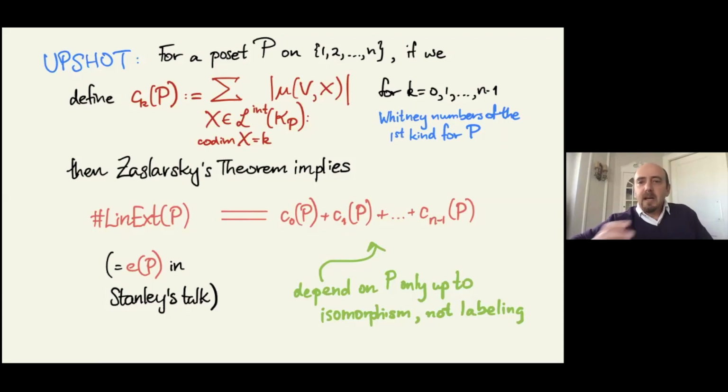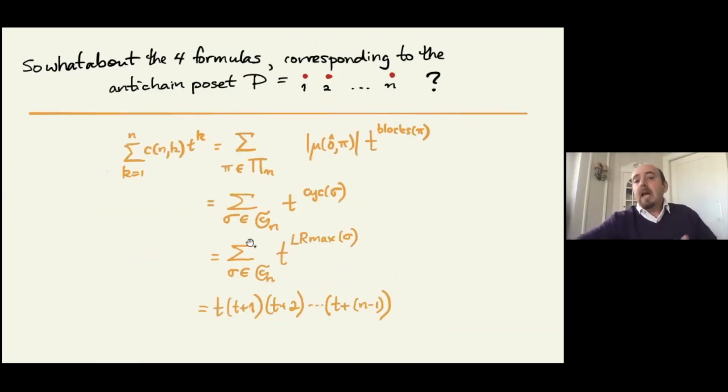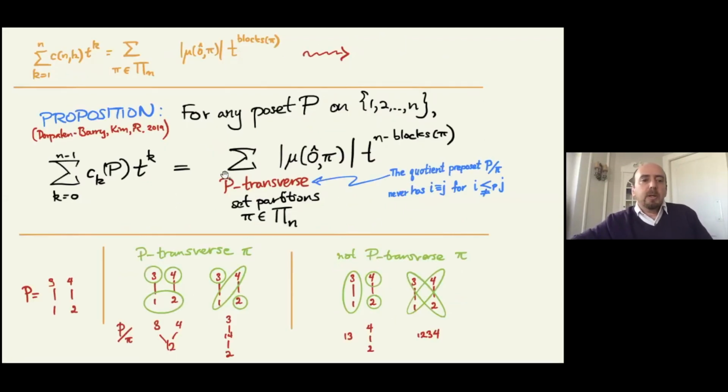Okay, so we get this isomorphism invariant decomposition of the number of linear extensions of the poset. And so let's try to understand it. In the formulas that we had, they were about the anti-chain poset, and let's see how these formulas generalize. The first one was the one in which I had used, roughly speaking, the Poincaré polynomial or the characteristic polynomial of the partition lattice to define the signless Stirling numbers.